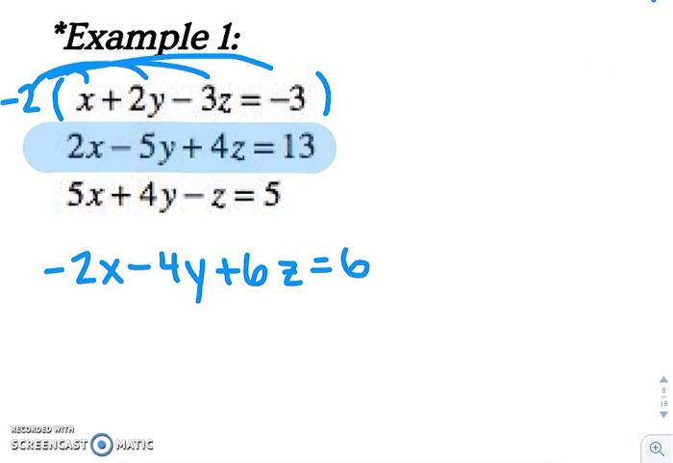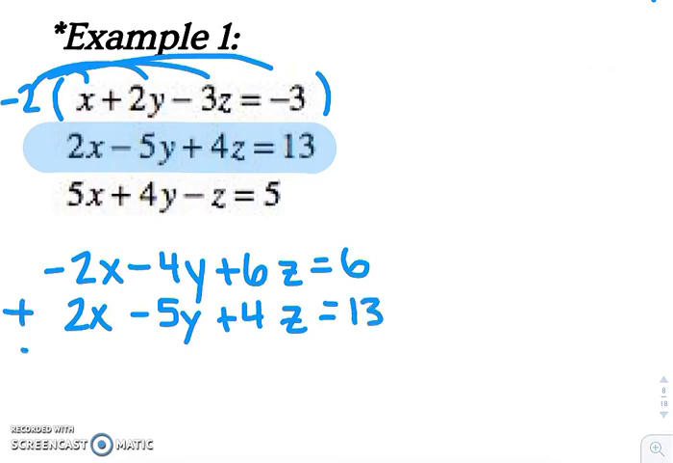I may even mess up once or twice. In doing this, just take your time. And then we will add it to that original equation highlighted there. So when we do that, the x's should go away. Negative 4 plus negative 5 is negative 9y.